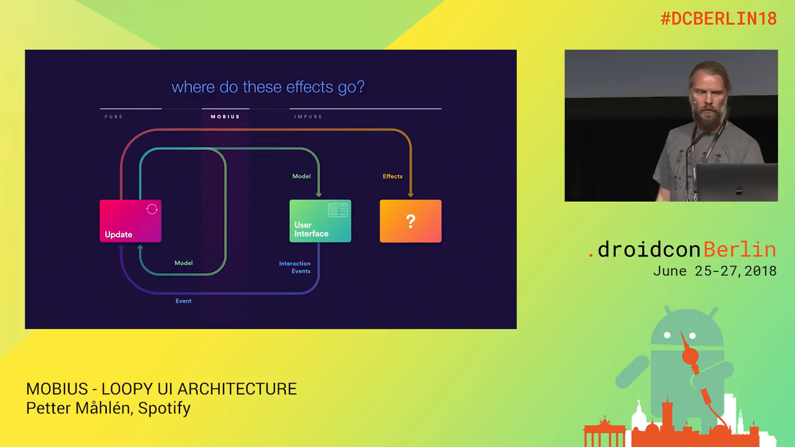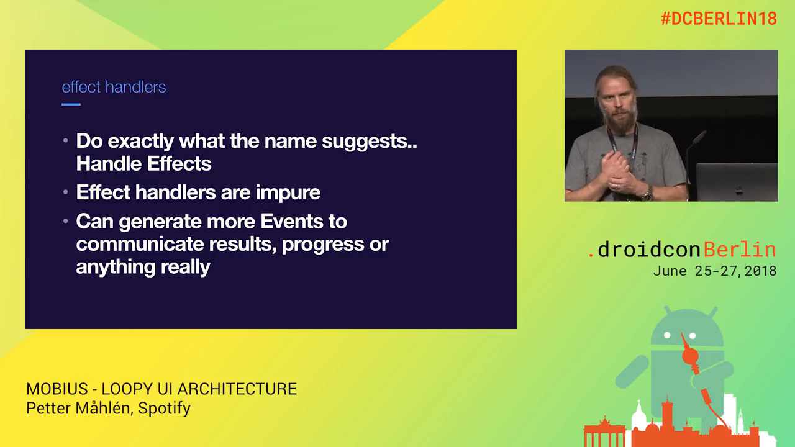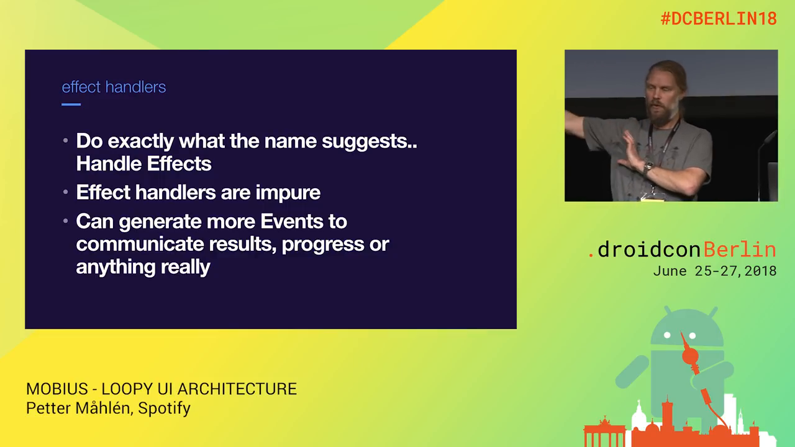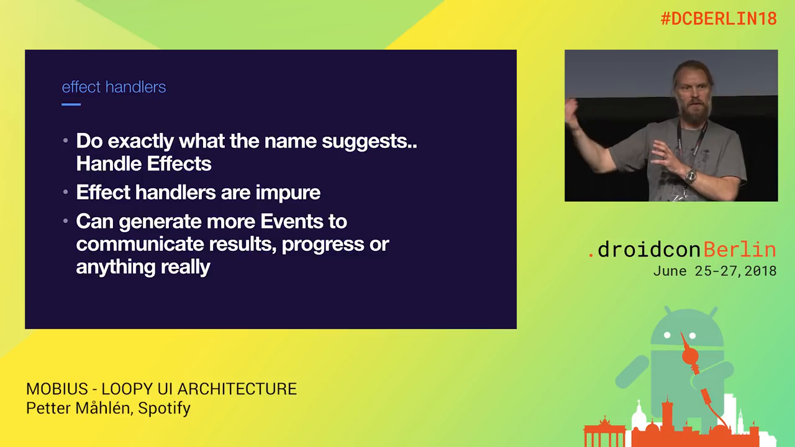Okay. So where do these effects go? What's the orange thing? Something needs to handle them, and we call them effect handlers, because why not? And these are impure functions. So this is where you change state, and this is where you do things that are dangerous somehow. And the way they work is that they're taking an effect, and then they can produce zero or more events. So events from effect handlers are feedback about what happened.